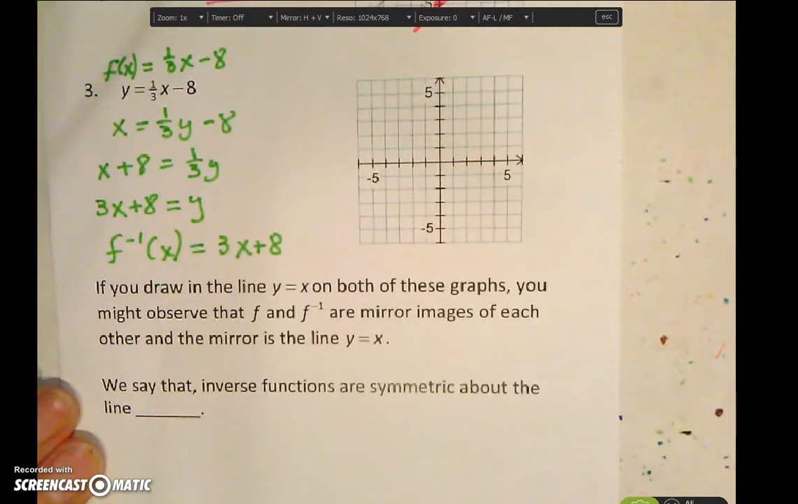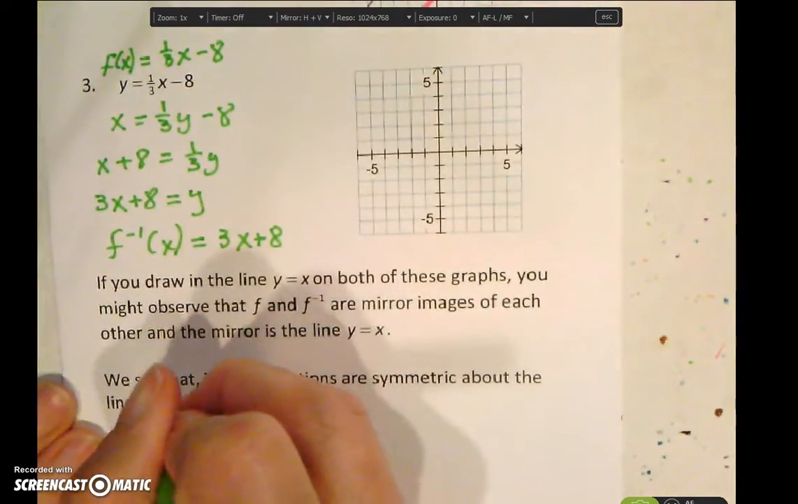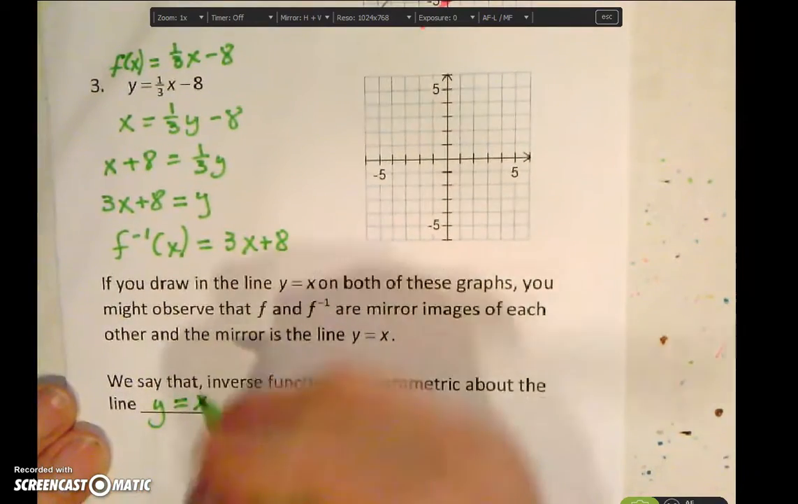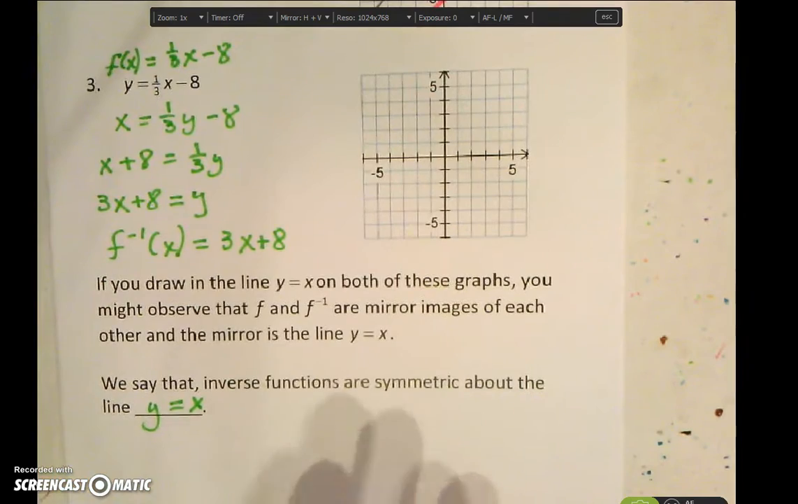We say that inverse functions are symmetric about the line y equals x. And that's always going to be true no matter what your two functions are. They will be symmetric.